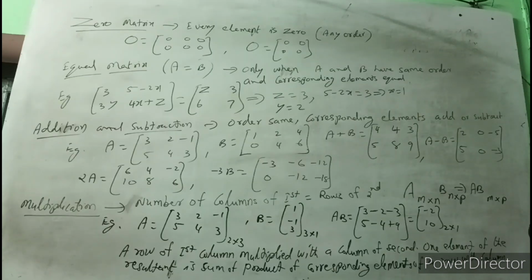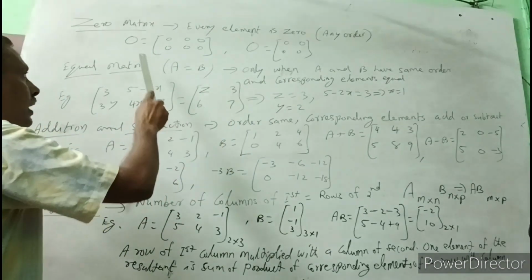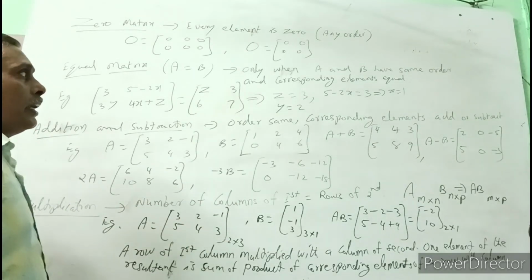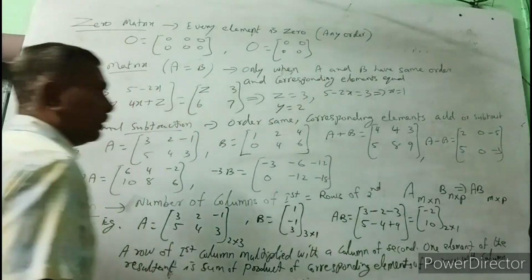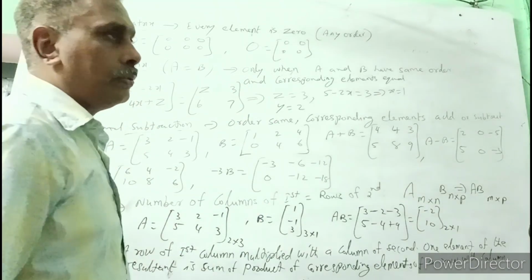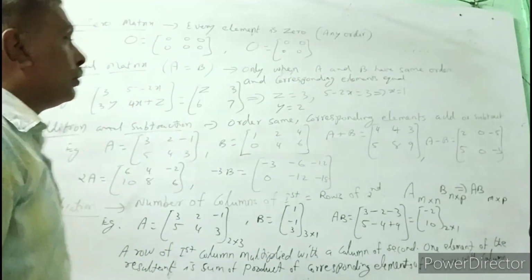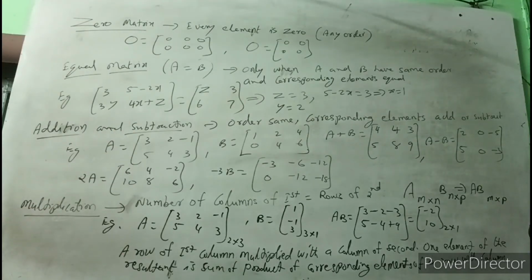So let us see some other types of matrices. Next is the zero matrix or null matrix. If every element of a matrix is zero, then we can say it is a zero matrix. It can be of any order, and it is denoted by capital letter O. Every element is 0; none of the elements can be non-zero.